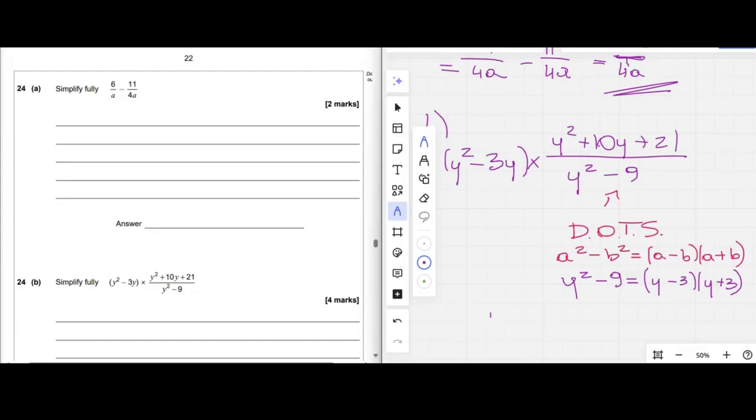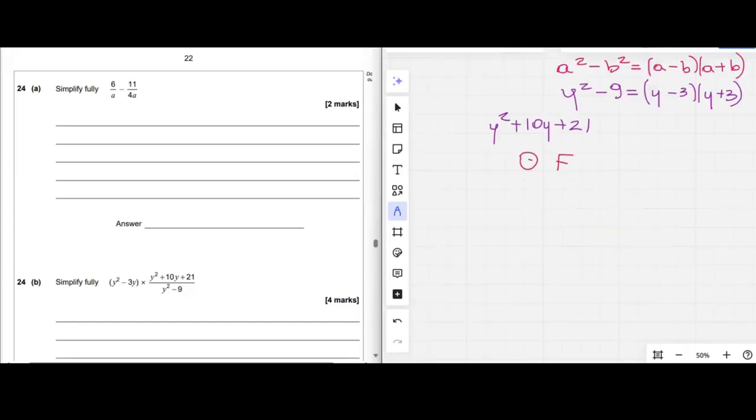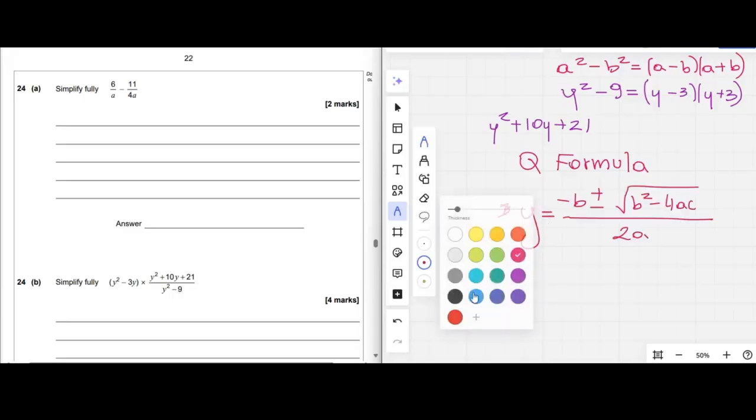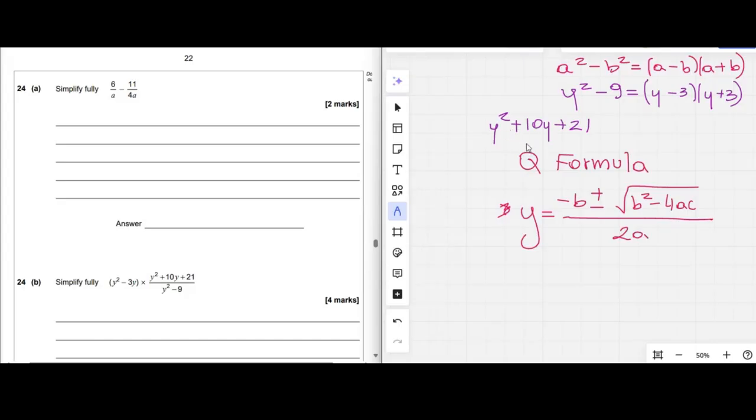quadratic formula. Quadratic formula for y. In our terms we have? A is 1, yeah, so that is what is standing next to the squared. It's A. Then this is B. B is 10, positive 10. And then C is positive 21. Yeah, A, B, and C.